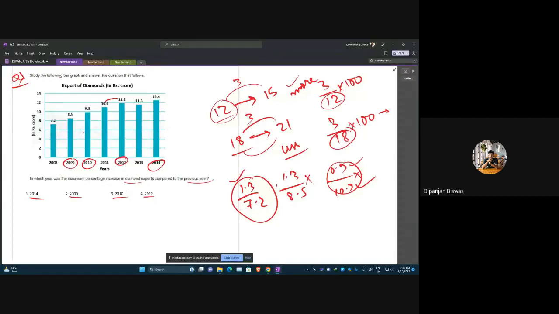And in 2014, there is an increment of 0.9 on the basis of 11.5. Here, as you can see, the base is high and the increment is also less. So this is not our answer. You don't have to find the percentage. You can just tell the answer by this method. 2009 should be the correct answer, as here is an increment of 1.3 on the basis of 7.2. I hope it was clear to everyone.